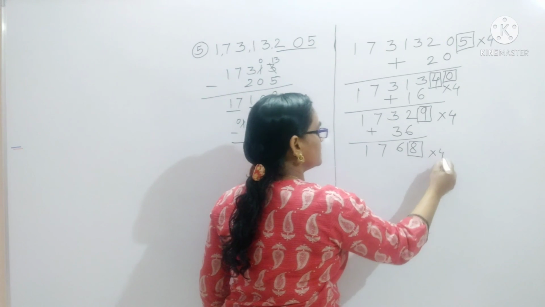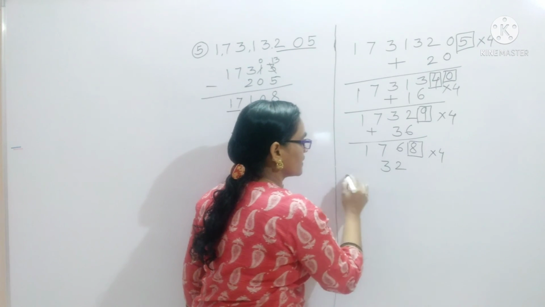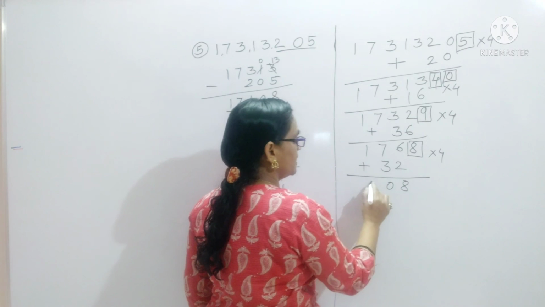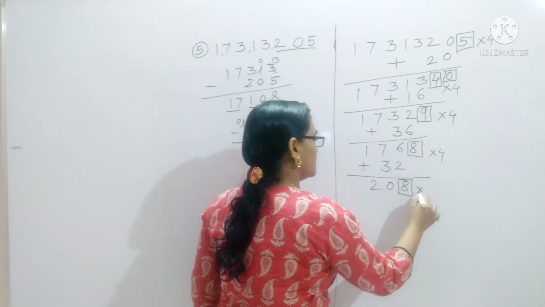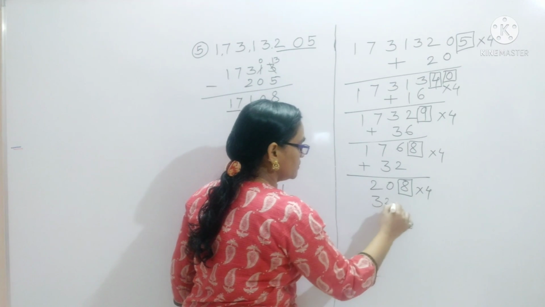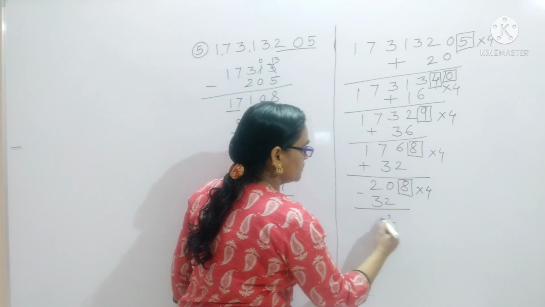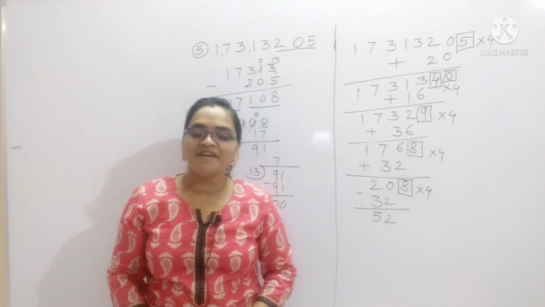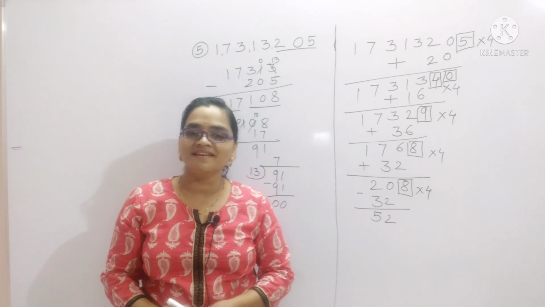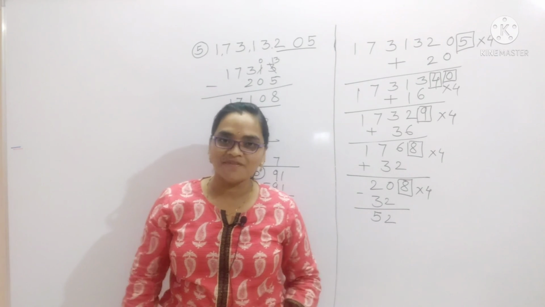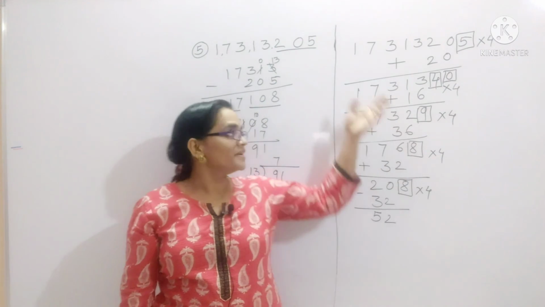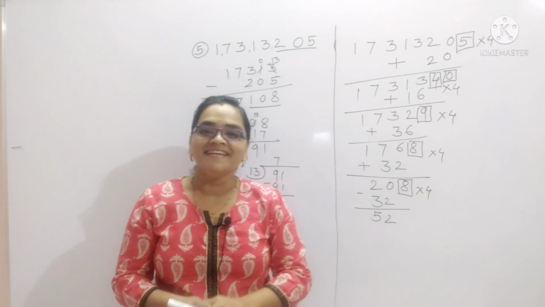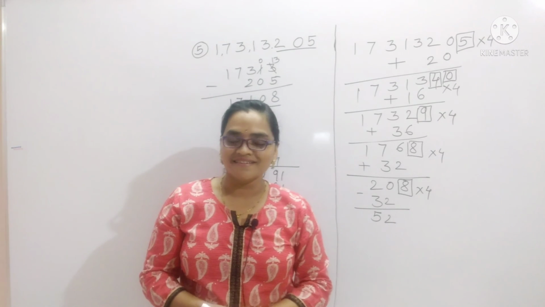8 4s are 32. 6 plus 2 is 8, 7 plus 3 is 10, 1 carry 2. 8 4s are 32, 2 and 3 plus 2 is 5. We got the answer 52, and 52 is divisible by 13. Yes, 13 4s are 52. So the given number 1,73,13,205 is also divisible by 13.